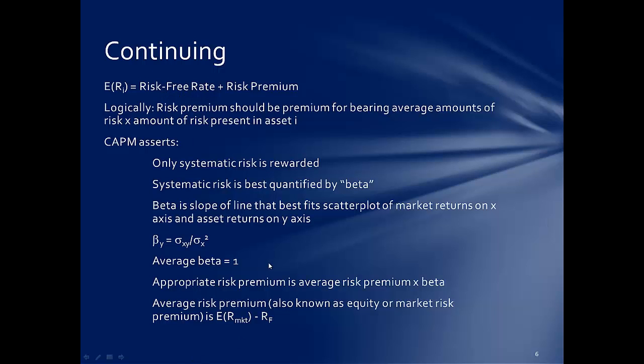So these are all the assertions of the capital asset pricing model. Only systematic risk is rewarded. It's quantified by beta. Beta is the covariance of the asset and the market over the variance of the market. An average beta would be 1. And so average risk premium would be the expected return on the market minus the risk-free rate. Therefore, in order to get the total risk premium, we would just take this average risk premium and scale it by the beta, which is the amount of systematic risk inherent in the asset.